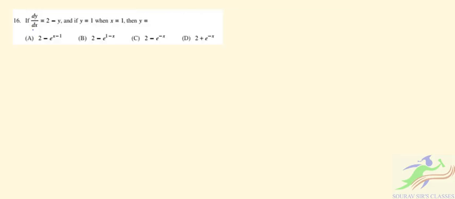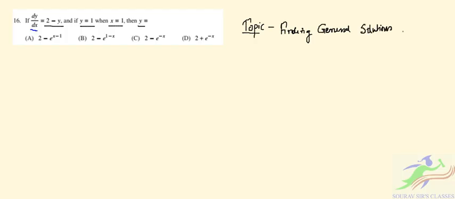Here it is given that dy/dx is equal to 2 minus y, and if y equals 1 when x equals 1, then we have to find the value of y. First, what is the topic about? This is all about finding general solutions using separation of variables. So this is the topic.